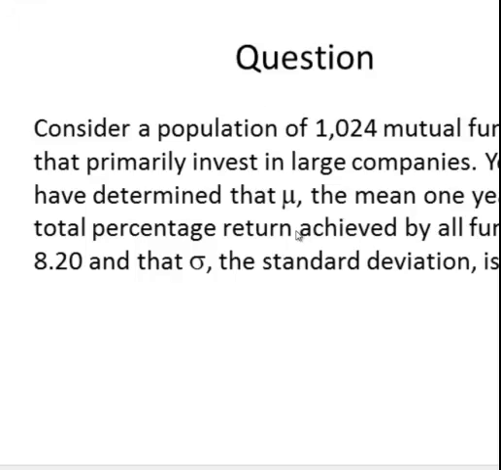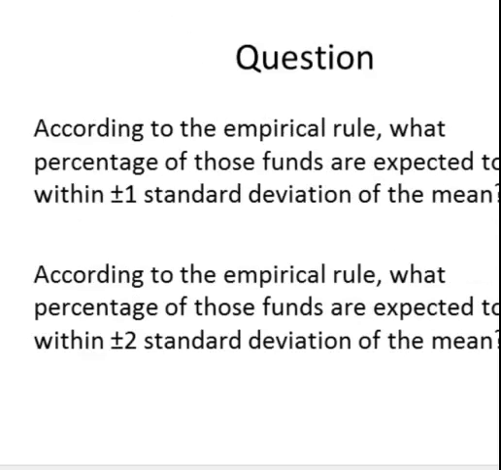Okay, consider a population of 1,024 mutual funds that primarily invest in large companies. You have determined that mu, the mean 1 year total percentage return achieved by all funds, is 8.2, and that sigma, the standard deviation, is 2.75. According to the empirical rule, what percentage of those funds are expected to be within one standard deviation of the mean? And according to the empirical rule, what percentage of those funds are expected to be within two standard deviations of the mean?